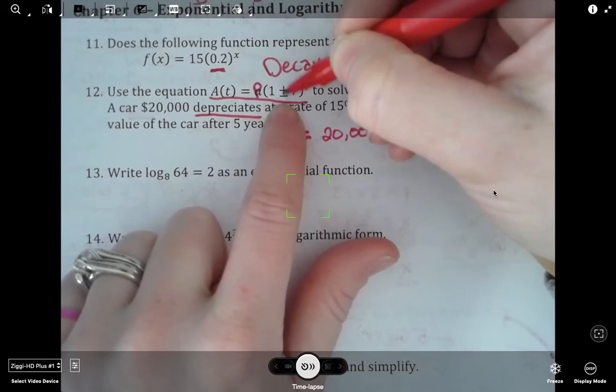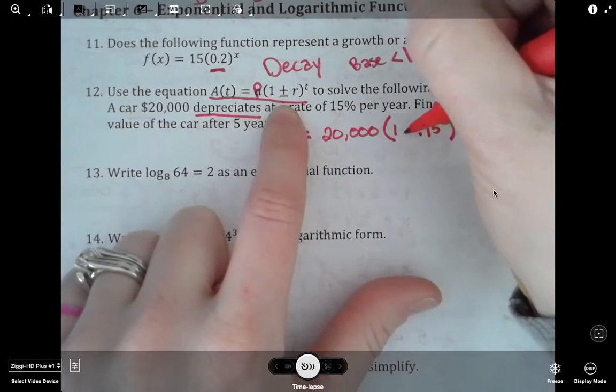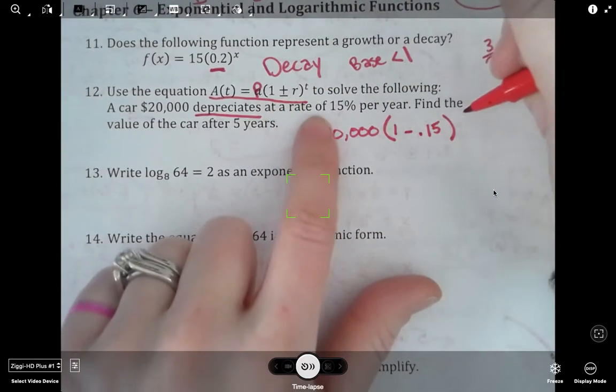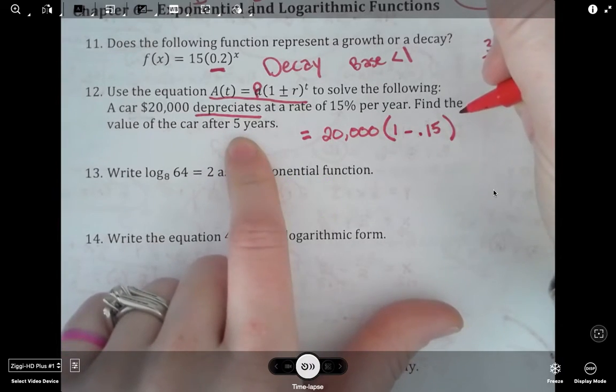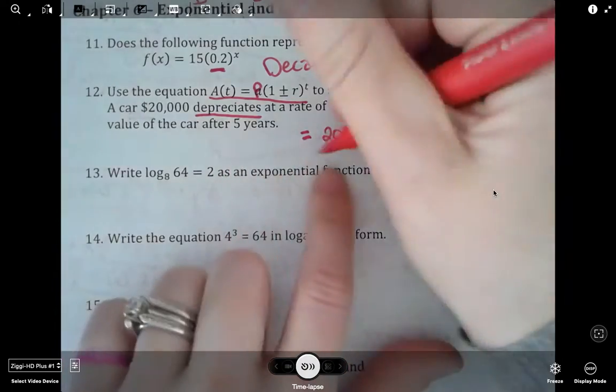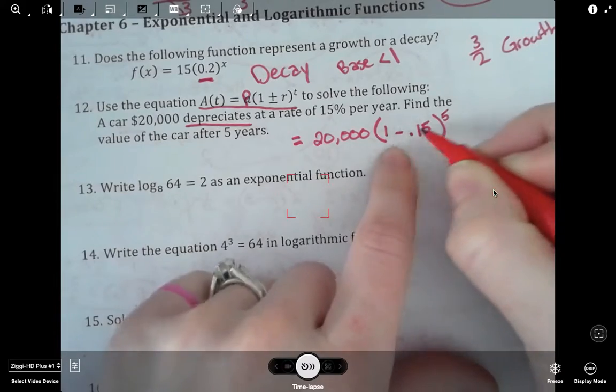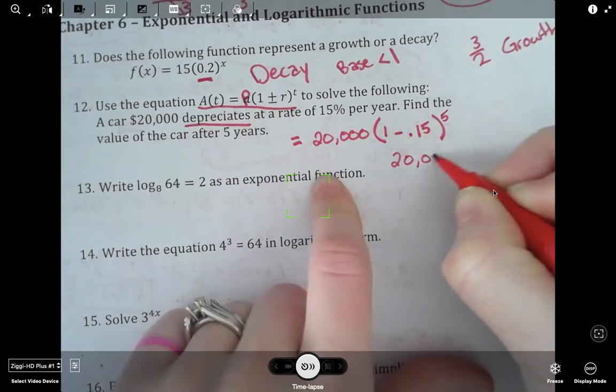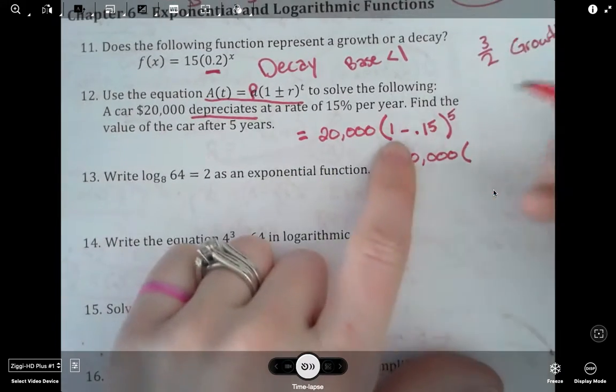We get to choose plus or minus. Minus because it's going down in value. And then we take it to the t power, which is 5. So let's write out what this looks like before we simplify what's inside here. 20,000 times, what's 1 minus 0.15?